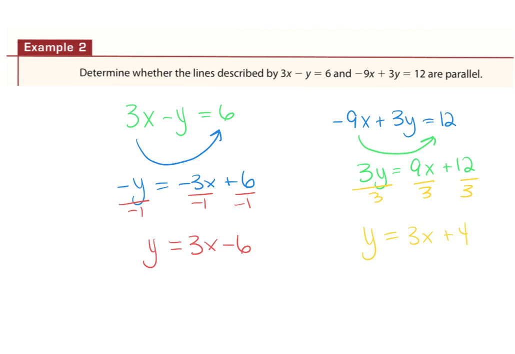First thing, do they have the same slope? Yes, the slope here is 3. Do they have the same intercept? No, then they are parallel. They are parallel.